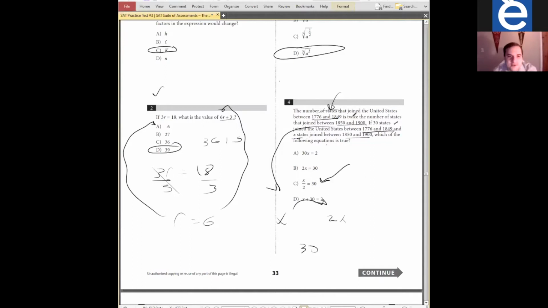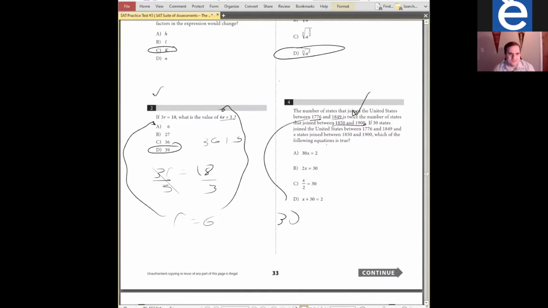Because what do we know here? Trying to think how to explain this. If you take it one step at a time, the number of states that joined the United States between 1776 and 1849 is twice the number that did this. Then it said this is 30, and 30 is also twice the number that did that. So if you do X divided by 2, that'll equal 30.